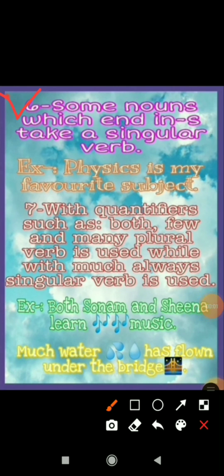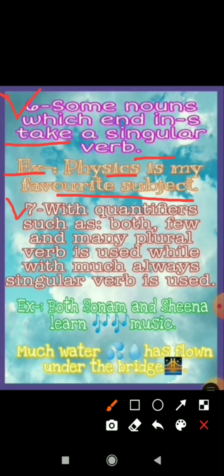Rule number 6 is, some nouns which end in s take a singular verb. So if the nouns are ending with s, it doesn't mean that they are plural. Some nouns are there which are ending with s, like physics, but they are considered as singular nouns, so we will use a singular verb with them. Example, you can see physics is my favorite subject. So here physics is ending with s and we are considering it singular, that's why we have used is here.